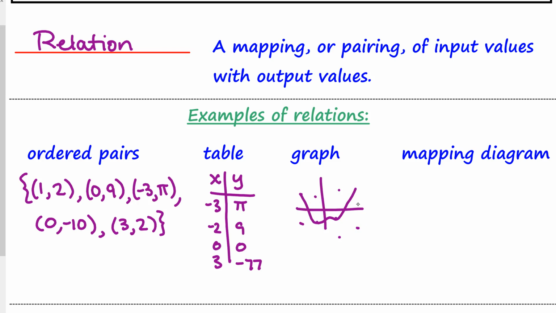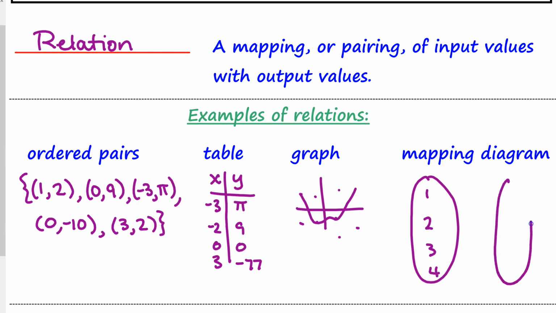And then sometimes a relation is represented as a mapping diagram, where it's kind of like a table, but often you'll see an oval shape that contains the inputs and an oval shape that contains the outputs. And you'll see arrows going from one to the other to show how these match up. Okay, so that is a relation.